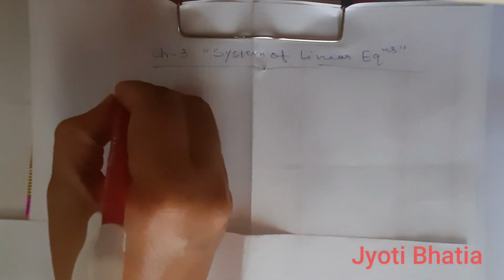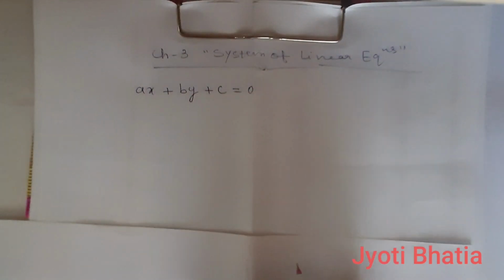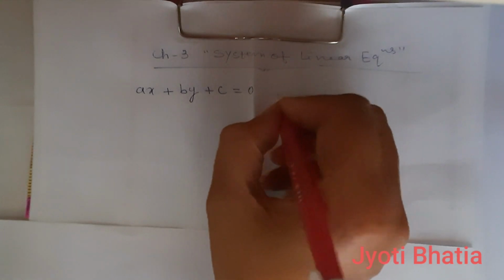Children, we are now going to start with chapter 3, which is System of Linear Equations. It's a very easy and interesting chapter, and a part of it you have done in class 9 when you were learning to draw graphs over there. You know that a linear equation is given in a general form as ax plus by plus c is equal to 0. You have done this form in class 9, right?